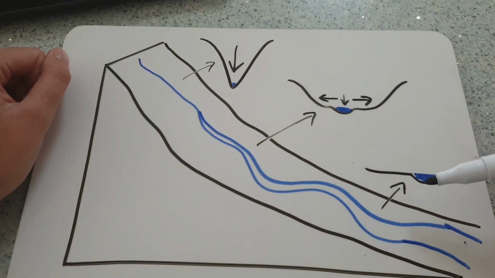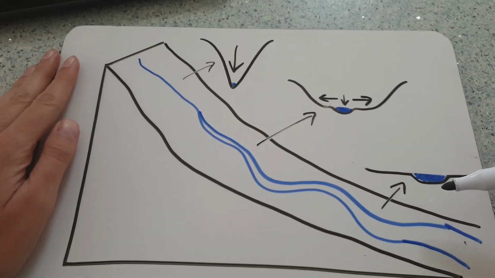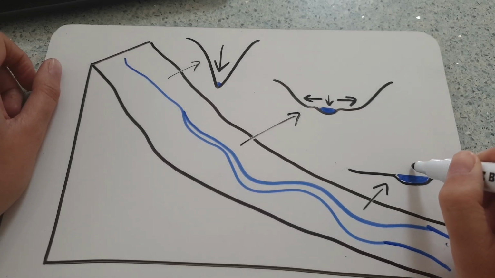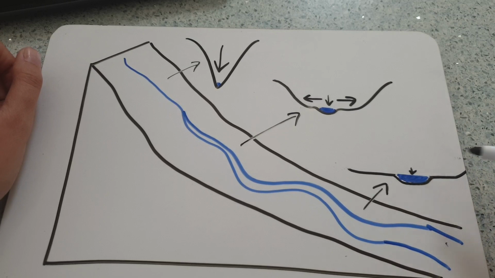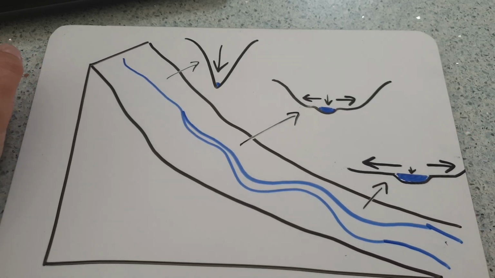And again, as we go down to the lower course of the river, it's lost most of its potential energy. There's hardly any sort of gravitational forces acting on those water molecules anymore. There's very tiny amount actually pulling it downwards, and most of the energy is concentrated on that lateral erosion, trying to erode the riverbanks either side.